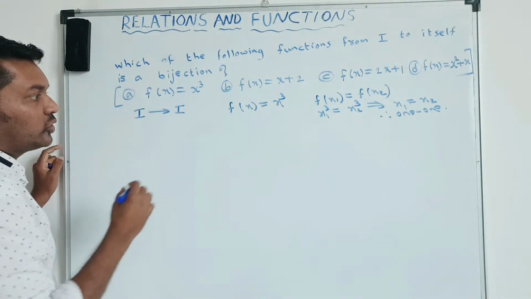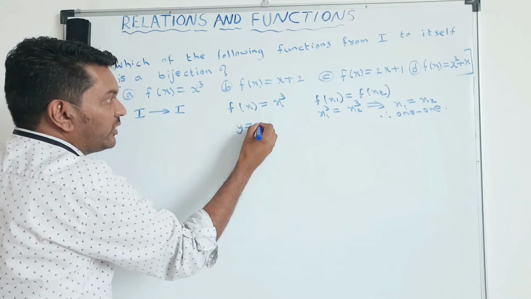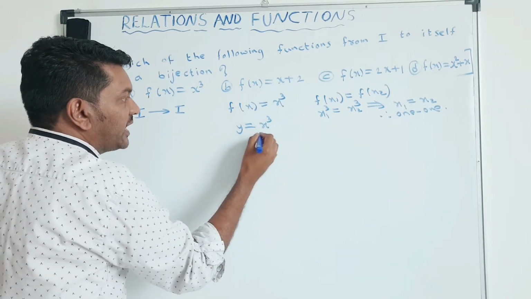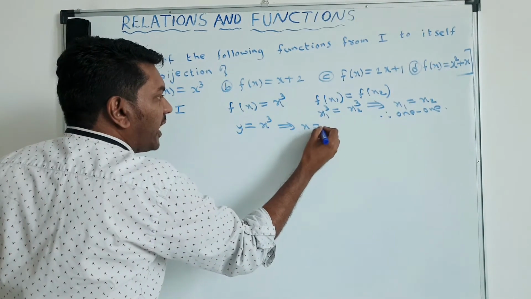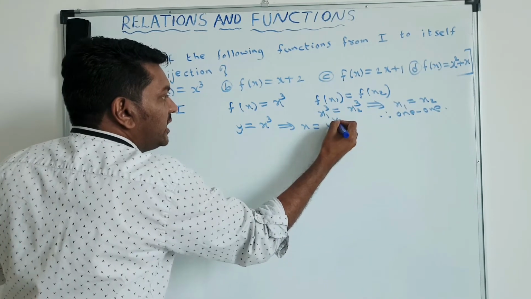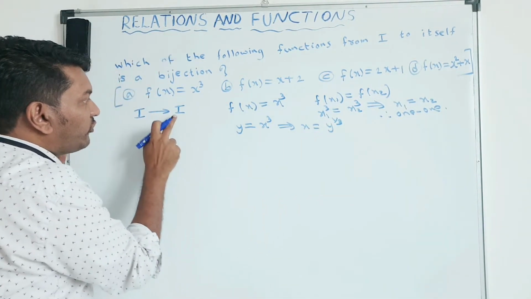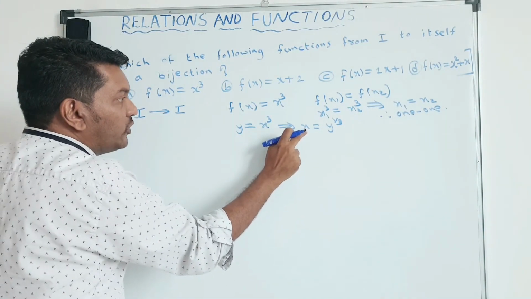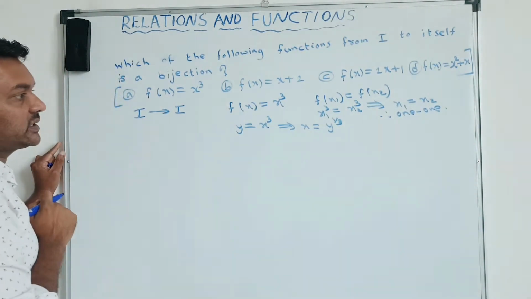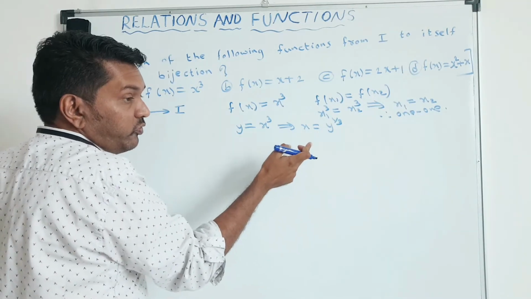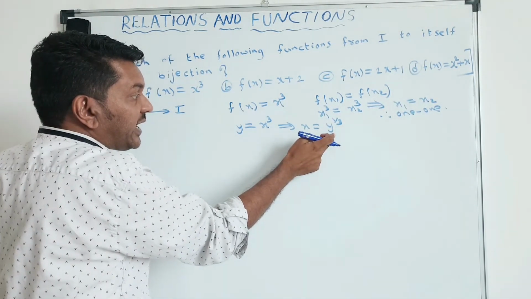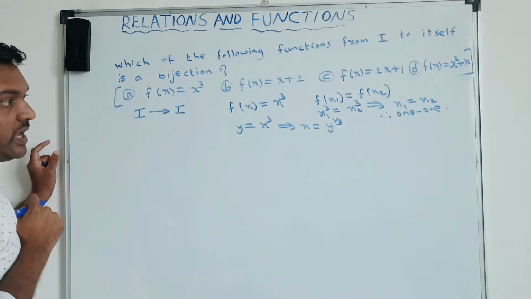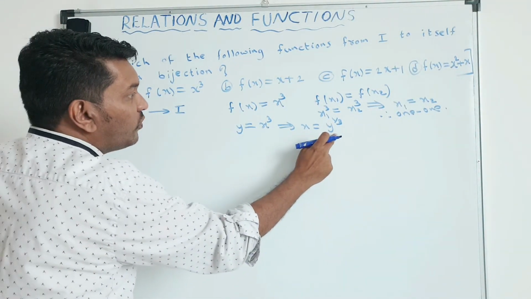Now checking for onto. For finding onto, I need to write y equal to x cube. From here x equals y to the power 1 by 3. Now for all values of y belonging to the integer set, I should get a value of x belonging to the integer set. If for any one value it is not satisfying, it will not be an onto function. I am taking y as 2.